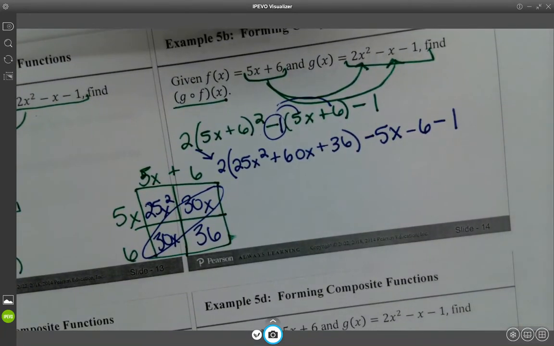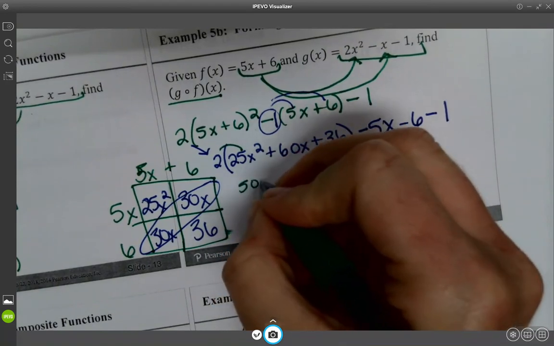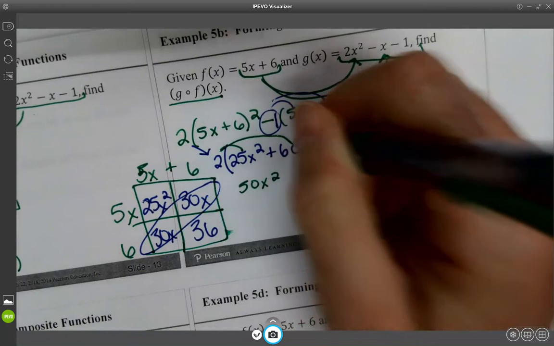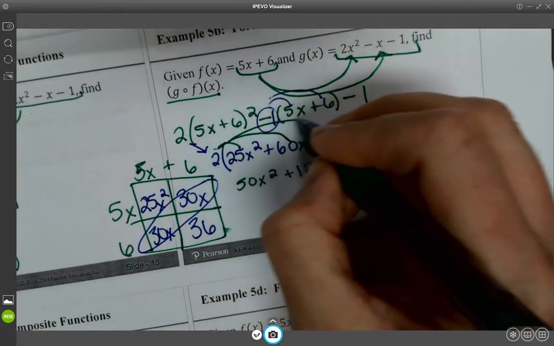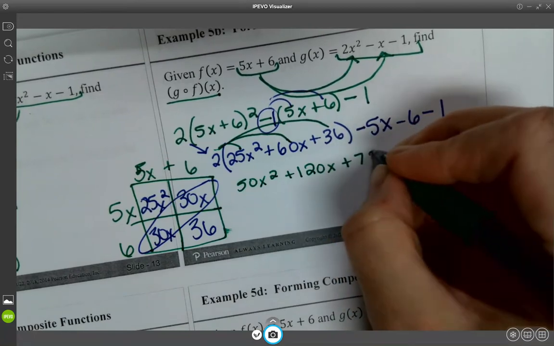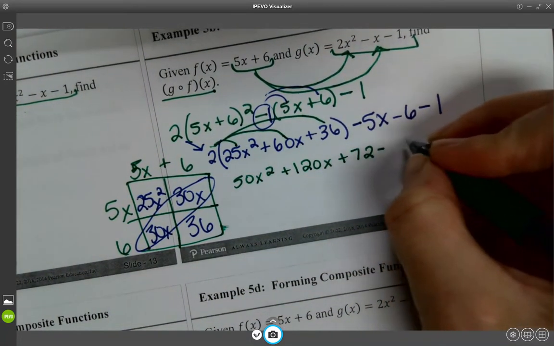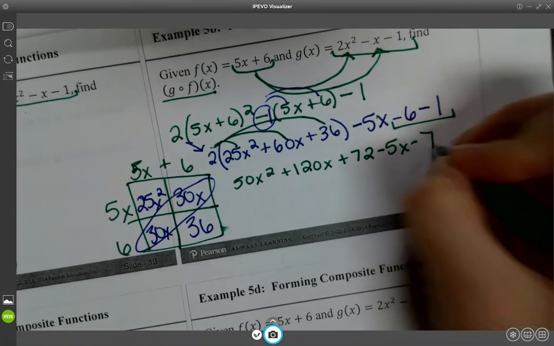All right, we still got to keep on simplifying, so we need to distribute the 2. That's 50x squared plus 120x plus 72. And then carry down everything else. Minus 5x. Go ahead and combine that. Minus 7.